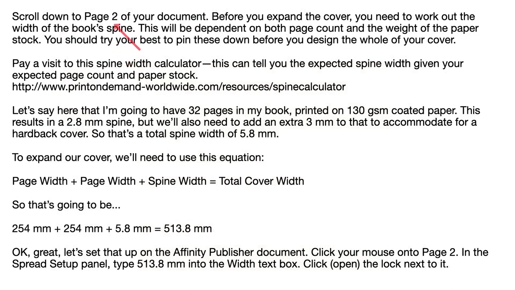Now scroll down to page 2 of your document, that's the one you just created. Before you expand the cover, you'll need to work out the width of the book's spine. There's things going on here that you can look up and put aside for future reference. But what we're doing here is a 32 page book on 130 GSM coated paper, and this results in a 2.8 millimeter spine, but we'll also need to add an extra 3 millimeters to accommodate a hardback cover. So we're looking at a hardback children's book here. That's a total spine width of 5.8.